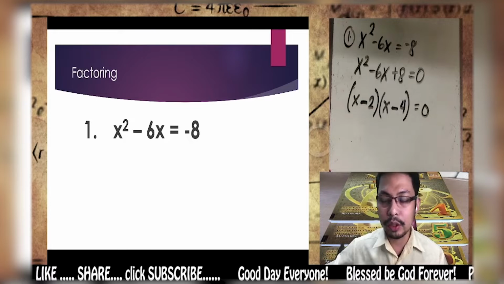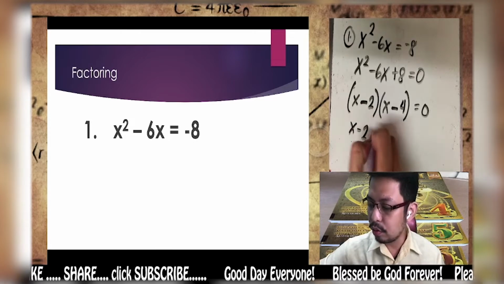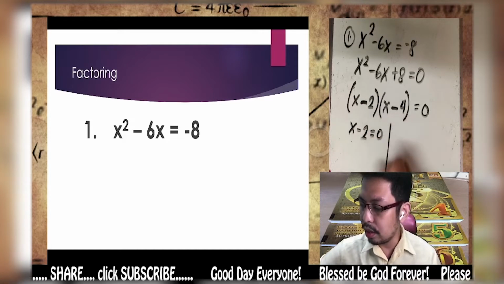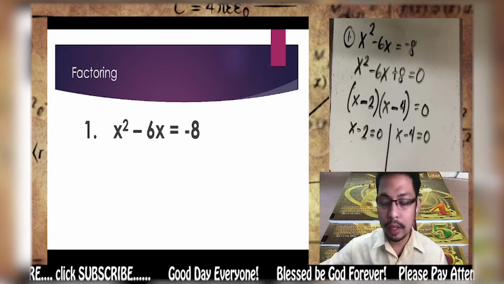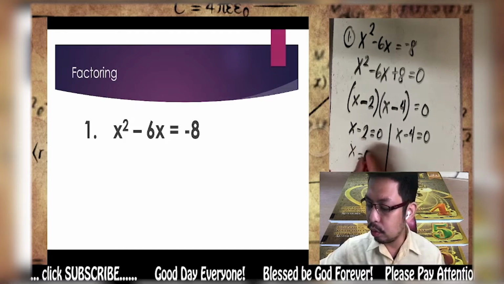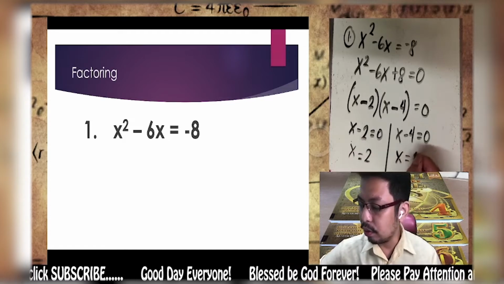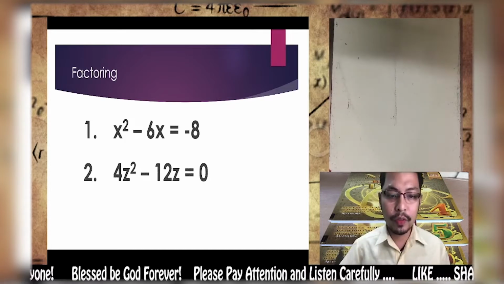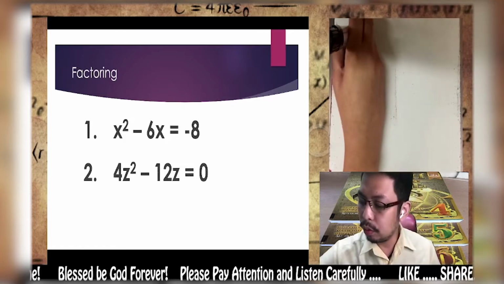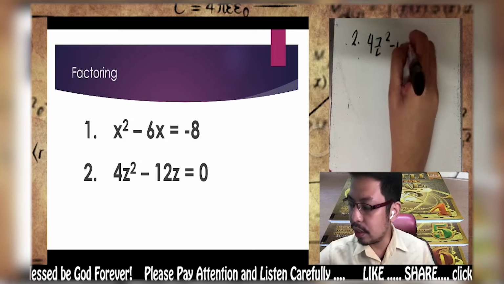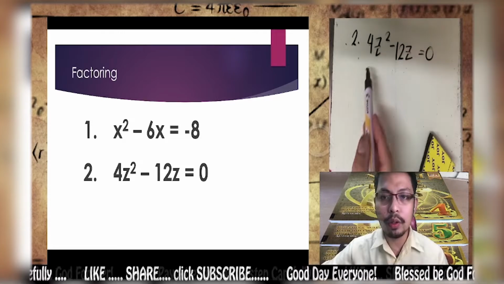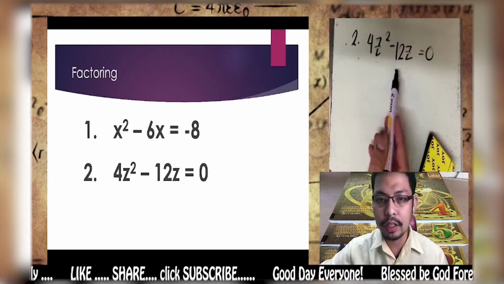So we have two equations here. x minus 2 is equal to 0, and the other one is x minus 4 equals 0. Transpose to the other side, x is equal to 2 and x is equal to 4. Solve for the roots for number 2. So in number 2, we have 4z squared minus 12z is equal to 0. So use the common factor for this equation.